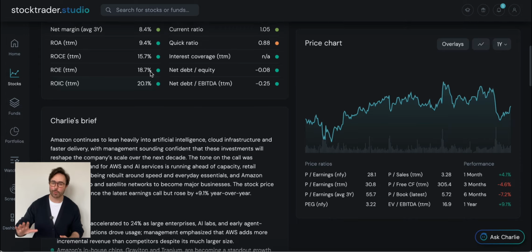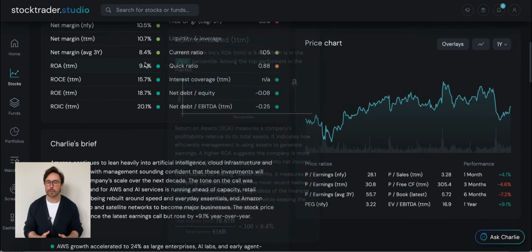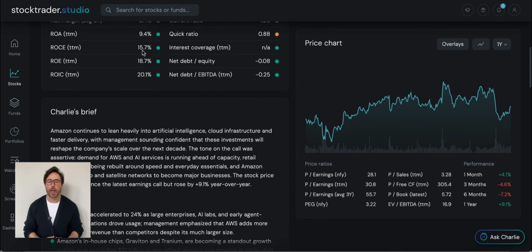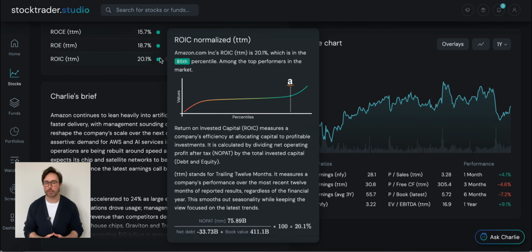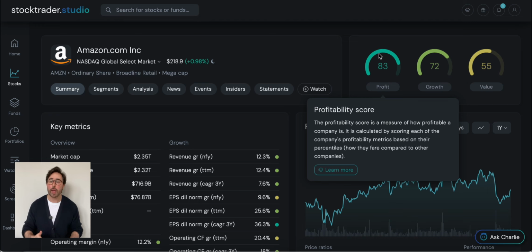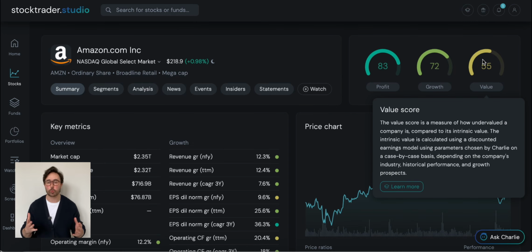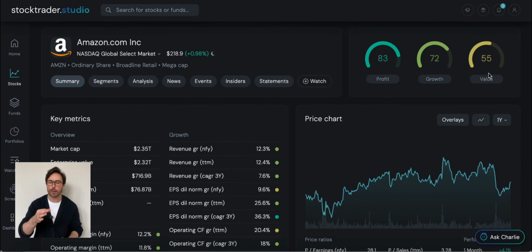If you scroll over any of the metrics, the platform will show you how they are calculated, as well as how they rank against other companies. For example, Amazon's ROIC is in the 85th percentile, meaning it sits in the top 15% of all companies. StockTrader.studio takes these rankings one step further by giving each of these stocks a score in terms of profitability and growth, and it also provides a valuation score based on a discounted earnings exercise, which we're going to get to in a minute. This scoring system is designed to help you quickly identify those very best ideas for your portfolio.